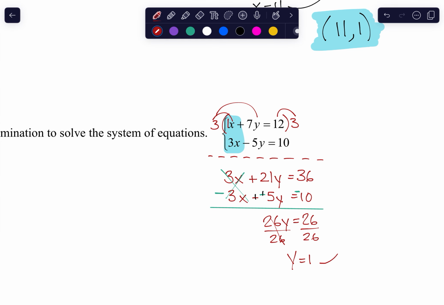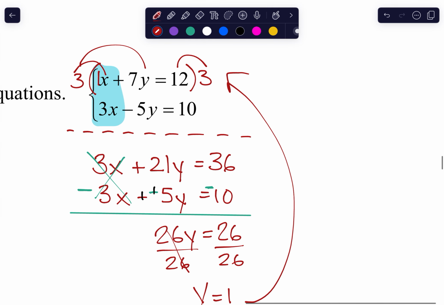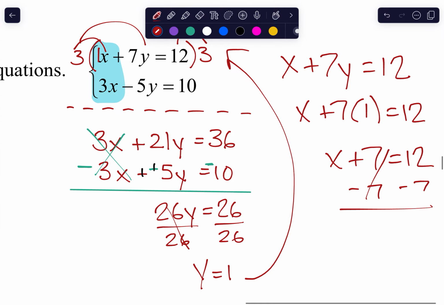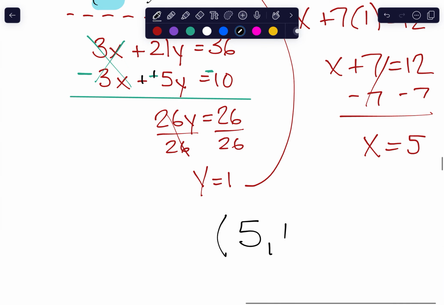Just like before, substitute it back in. I'm going to choose the top equation. I think it looks a little bit easier. So x plus 7y equals 12. Our y we just found was 1, so substitute that back in. So x plus 7 equals 12. Subtract 7 from both sides. X is equal to 5. Don't forget your final answer, (5, 1). Okay?